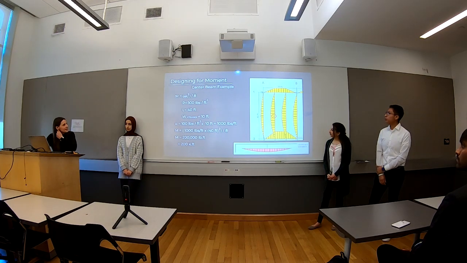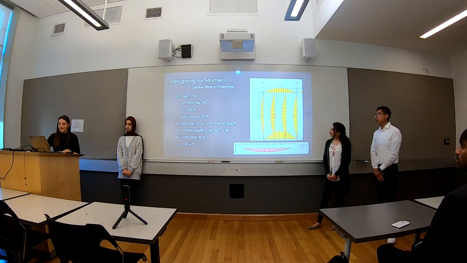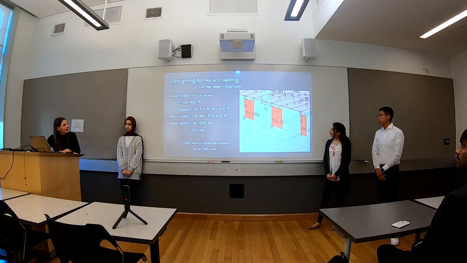We also did the same thing to design for moment, and once again, we got the same answers for ETABS. It was for our axial loading that we got slightly different answers. In our hand calculations, we got 60 kips where ETABS generated 64.